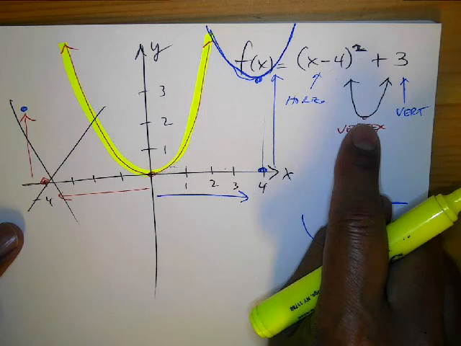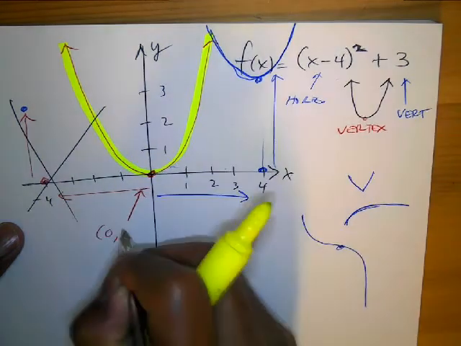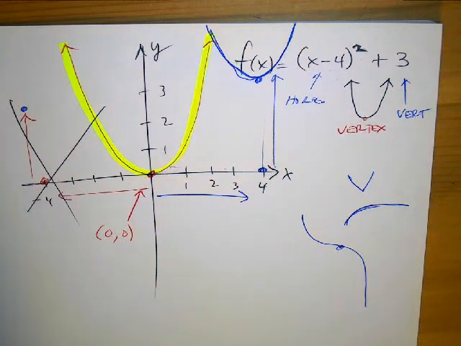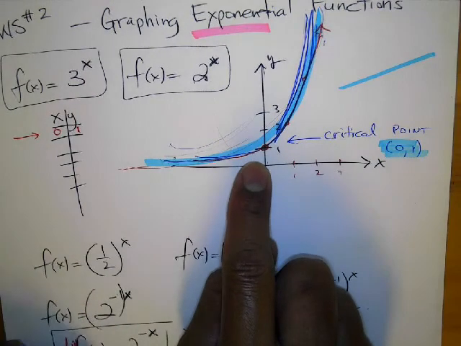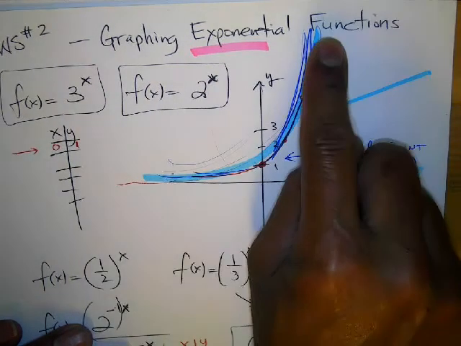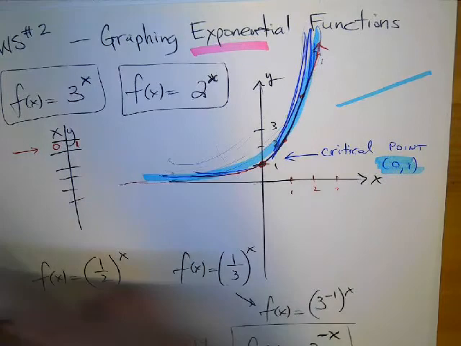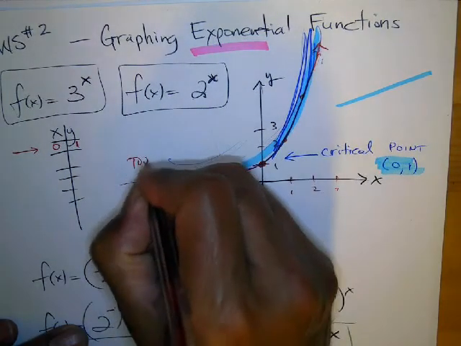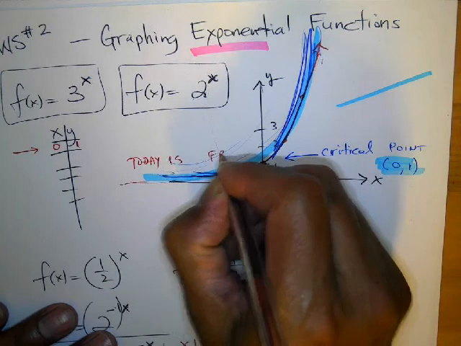We know this one in this case was a U-shape, and in this case the parent function was a U-shape, but the vertex was at 0, 0. What I'm telling you here for these exponential functions is the same piece of information. I'm telling you what the graphs look like, but there's going to be two. When it's a positive x, from left to right, it's shooting up. It's growing exponentially.